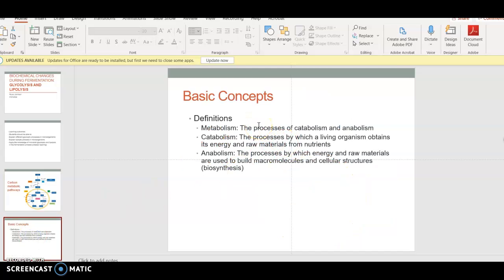So these are the basic concepts. The first one is metabolism, which is the combination of the processes of catabolism and anabolism. Catabolism is the process by which a living organism obtains its energy and raw materials from nutrients, or in short, the breaking down of bigger molecules into smaller ones. Anabolism is the process by which energy and raw materials are used to build macromolecules and cellular structures. So basically, anabolism is the reverse reaction of catabolism, meaning you're building up the molecule instead of breaking it down.